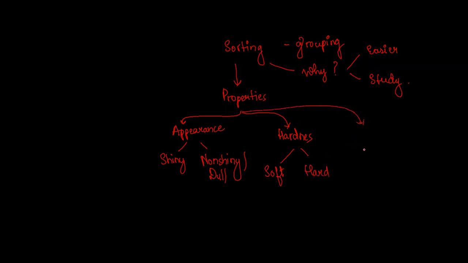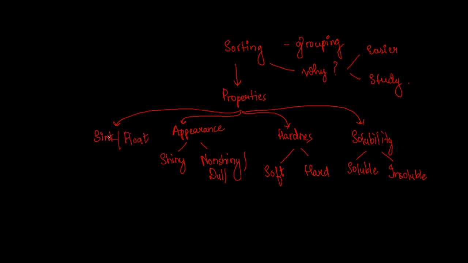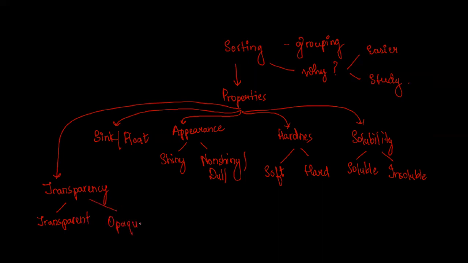Then another property is the solubility in water. We can sort it as soluble substances or insoluble substances. Then, based on whether an object can sink or float in water, we can also group the objects. Then, a very important thing, based on the transparency, we can sort the substances as transparent objects, opaque objects, and translucent objects. So this is all about the sorting of materials into groups.